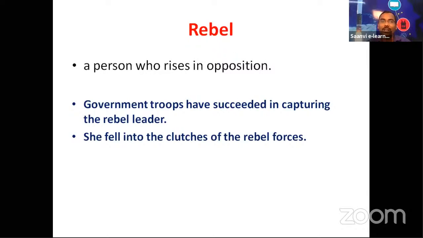See the next word, rebel. A person who rises in opposition. Government troops have succeeded in capturing the rebel leader. Rebel leader means here a person who works against the government, who opposes the system of government. So government troops, maybe soldiers or maybe police, have succeeded in capturing, it means getting caught, the rebel leader, a person who functions against the government system. She fell into the clutches of the rebel forces. She was caught by the rebels.